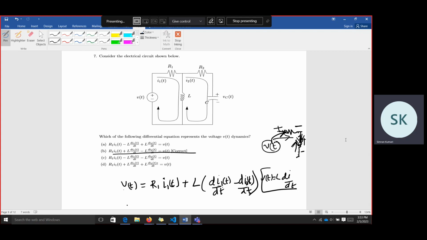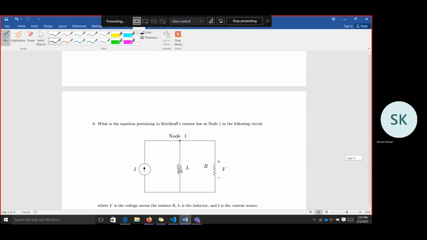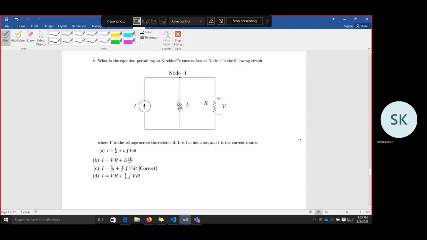Okay, then we'll move to the next question. Now we have to write the equation for node 1 applying Kirchhoff's current law. All the variables are given and the parameters of the circuit are also given. This V is the variable, which is the voltage across the resistance.